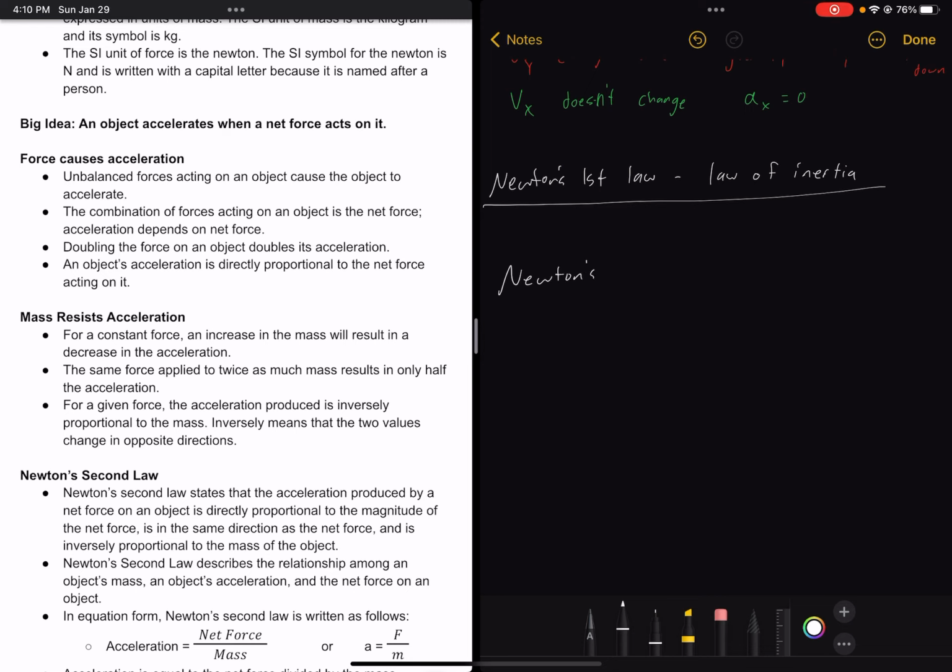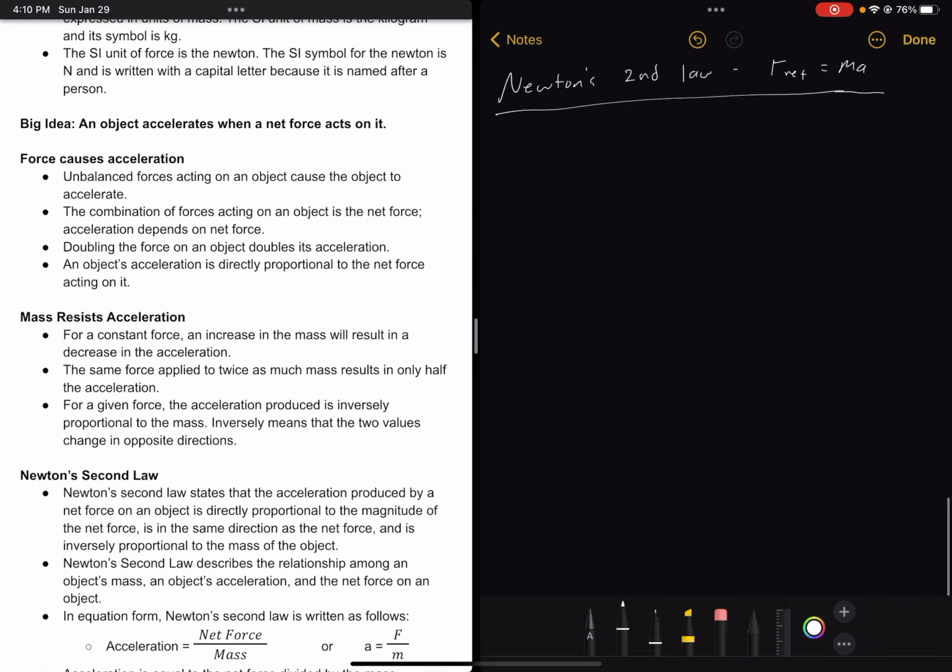This is important to know, or at least how to use, right? So Newton's second law is F net is equal to ma. The net force is not only the sum of the forces acting on an object, but it's also equal to the mass times the acceleration of the object. So here, let's do an example.